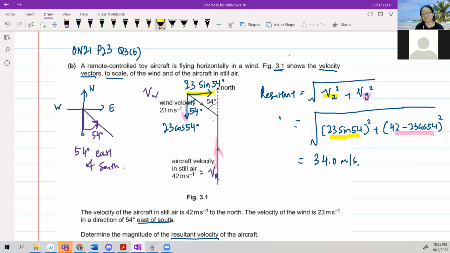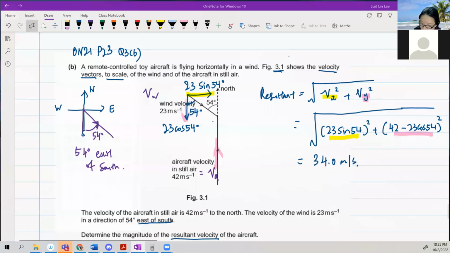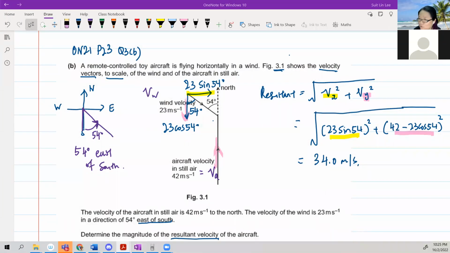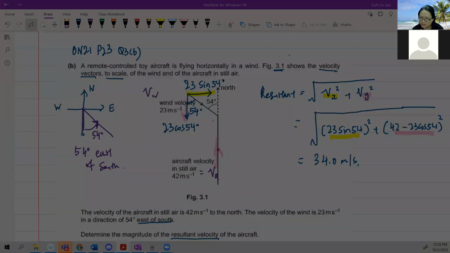Don't forget to square it. But it's totally fine to find Vx, then find Vy, then put them together. Of course, I am compelled to show you the diagram method, because who knows, maybe you will slowly take to that method. After some convincing, I don't know.